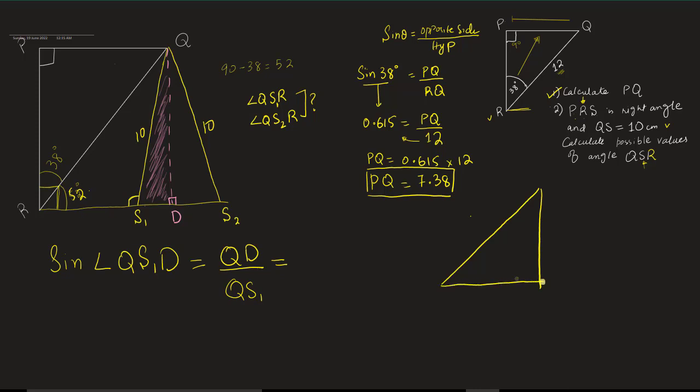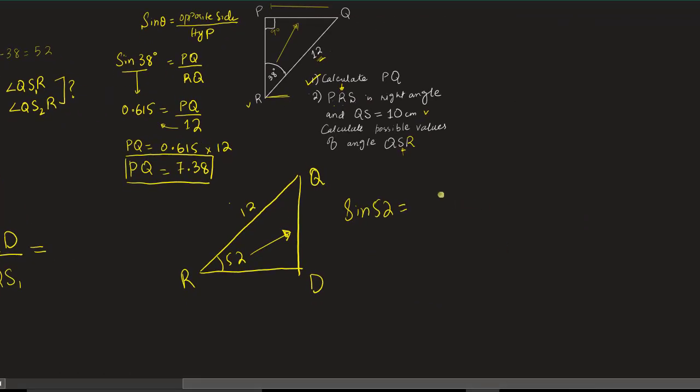Okay, so this is R, which is 52, this is Q, and this is D. The opposite side is QD. We can easily find QD, and we are given QR, which is 12. So it's so easy, right? So sine 52 is equal to the opposite side, which is QD, over the hypotenuse, which is 12.